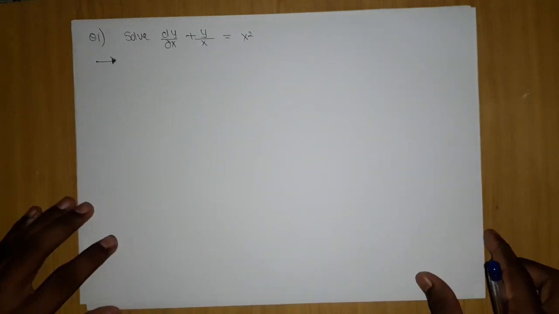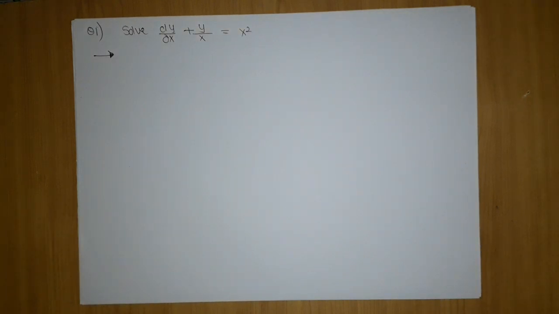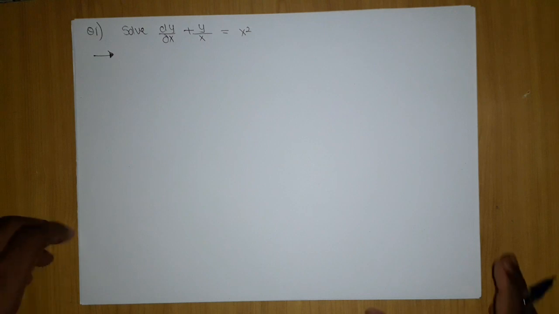The question says solve dy by dx plus y by x equals x square. Now to solve this, the first two questions I'm going to write with steps, and after that we are going to just write whatever things are important. Otherwise it's quite a long and complicated process, writing the same statements again and again. Now you have reached engineering level, so you should understand what you are going to write again and again. That much you must have developed your brain.